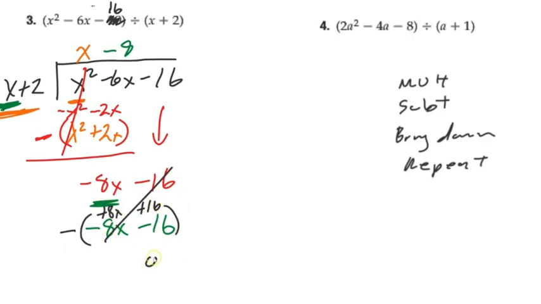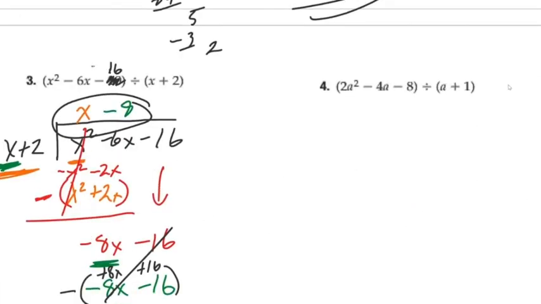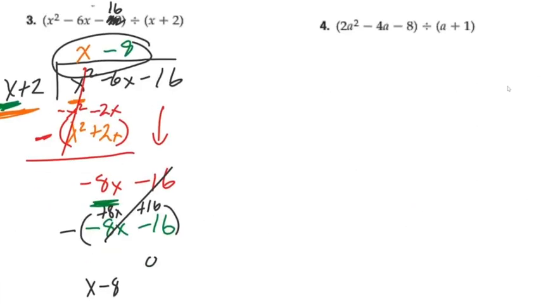You cancel out, I get no remainder. The answer is x minus 8, which is the exact same thing I got over here. That's how you do long division. Essentially the same way you did it back in 4th grade. What do you multiply this by to get that? Multiply, subtract, bring down, and repeat.